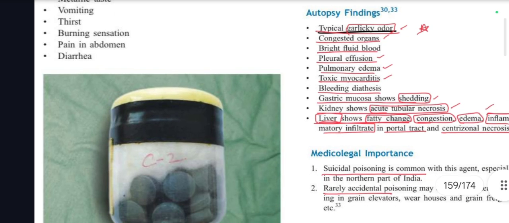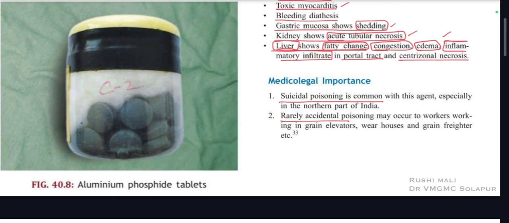What are the autopsy findings? Typical garlic odor, congested organs, bright fluid blood, pleural effusion, pulmonary edema, then toxic myocarditis, bleeding diathesis. Gastric mucosa shows sloughing. Sloughing is an important word. Kidney shows acute tubular necrosis. Liver shows fatty change, congestion, edema, inflammatory infiltrate in portal tracts and centrizonal necrosis. As we are studying irritants, remember all of the irritants cause inflammation. We all know what inflammation is. So whenever there is a question about metallic or non-metallic irritants, the very first point you should write is regarding inflammation, that all irritants cause inflammation.